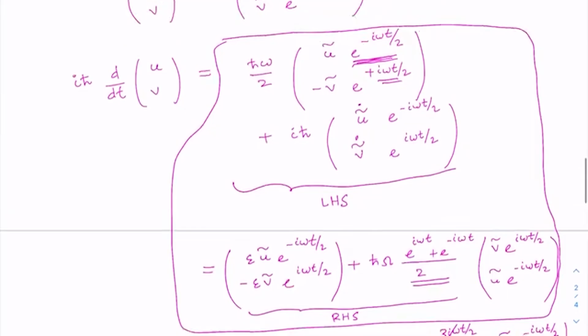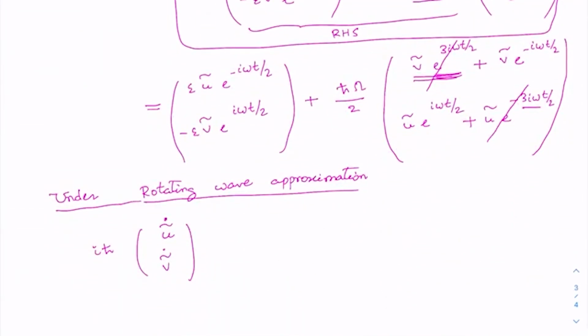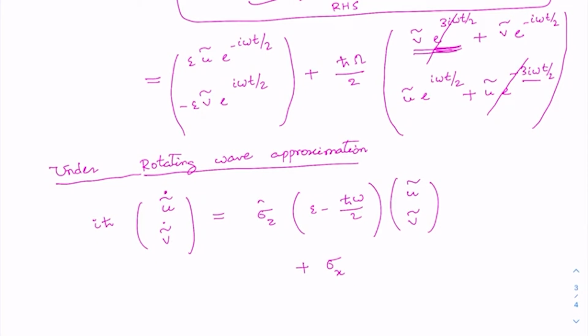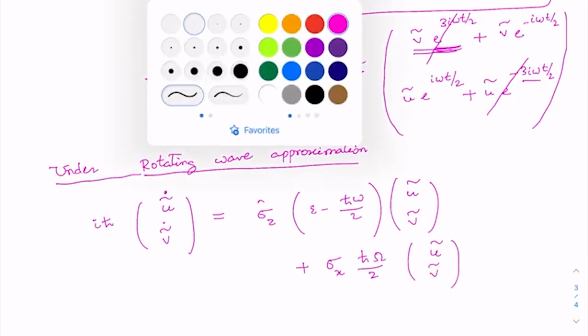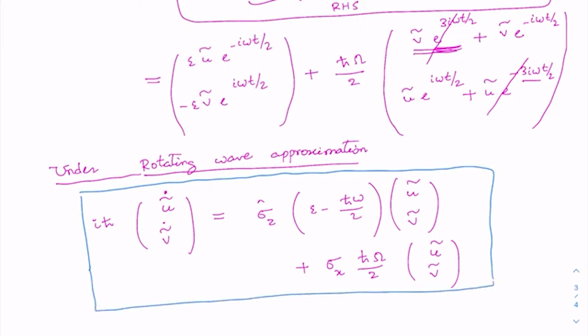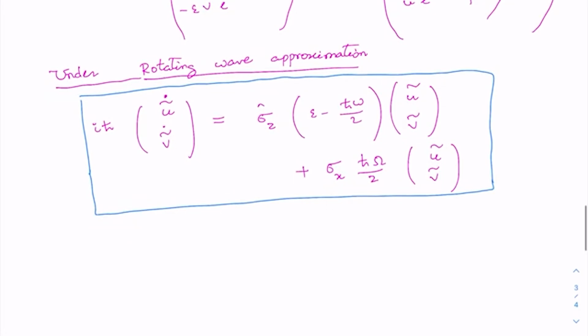Let me just write the final equation. You should be able to show that you are going to get this equation: u tilde v tilde plus sigma x h cross omega by 2 u tilde v tilde. So these are the key equations that we obtained. These are coupled differential equations we get under the so-called rotating wave approximation.